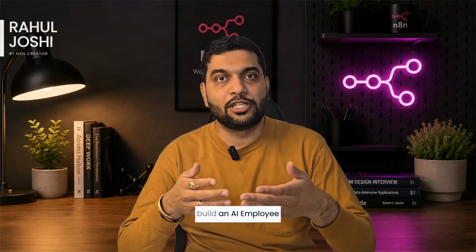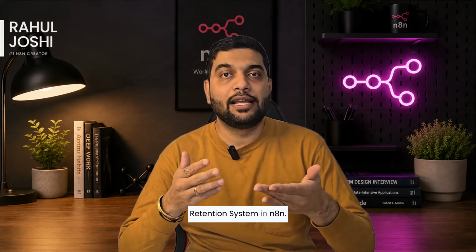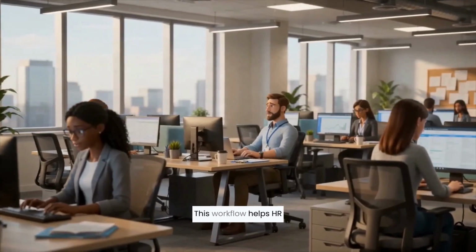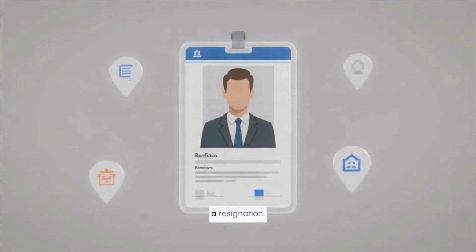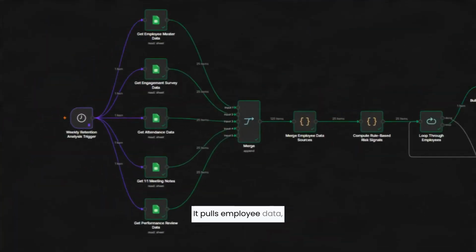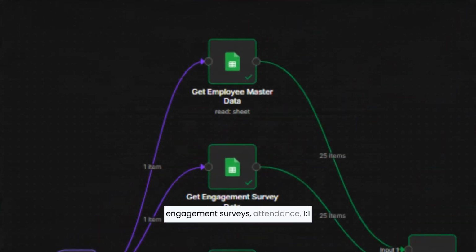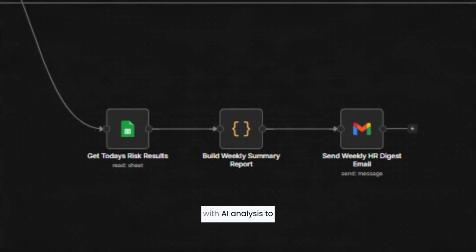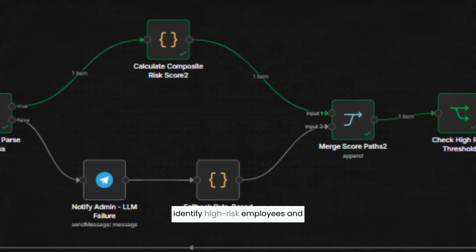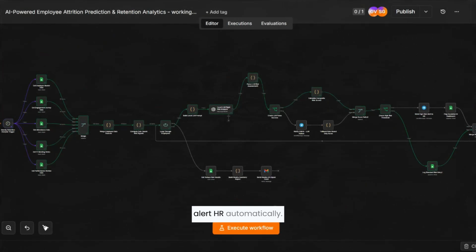Hi, I'm Rahul Joshi. In this video, I'll show you how to build an AI employee retention system in n8n. This workflow helps HR teams spot employee attrition risk before it becomes a resignation. It pulls employee data, engagement surveys, attendance, one-to-one notes, and performance reviews, then combines rule-based scoring with AI analysis to identify high-risk employees and alert HR automatically.